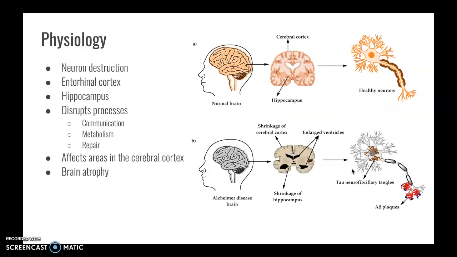So what's the physiology of it? At first, Alzheimer's disease typically destroys the neurons and their connections in parts of the brain involved in memory, including the entorhinal cortex and the hippocampus. It later affects areas in the cerebral cortex, which are responsible for language, reasoning, and social behavior. Eventually, many of the other parts of the brain end up being damaged. However, Alzheimer's disrupts processes that are important to the neurons and their networks, which include communication, metabolism, and repair.